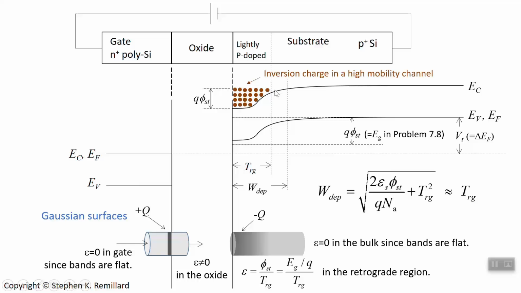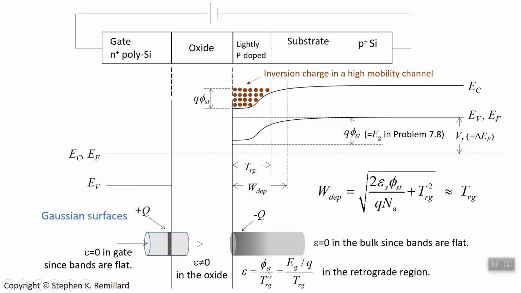When you get past that, there's no electric field anymore. Problem 7.8 suggests that we just consider the surface potential at threshold to be equal to the band gap. And let's do that here too. We'll just take the surface potential at threshold to be the band gap. So you'd have to imagine these bent down even more, but that's what that problem suggests. For simplicity, perhaps, but it's what it suggests.